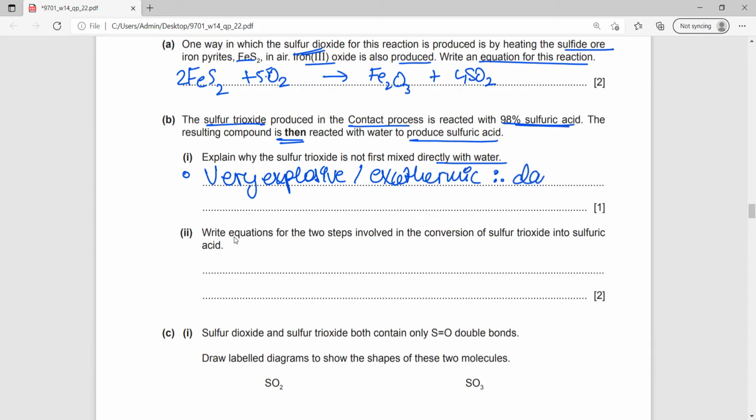Therefore, it is dangerous. Right? That's why we produce oleum first and then dilute it into sulfuric acid. The equations are the two steps involved in the conversion of sulfur trioxide into sulfuric acid. So first you have to form oleum, right?